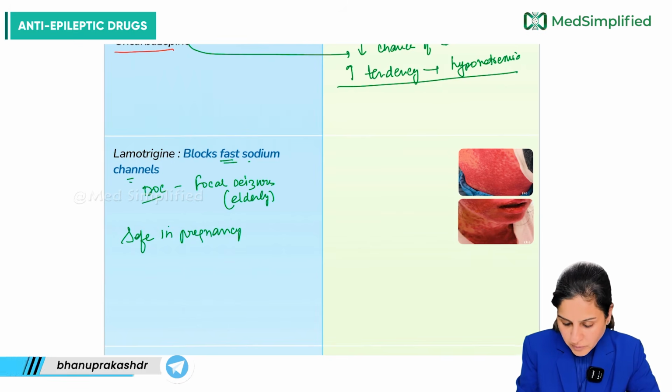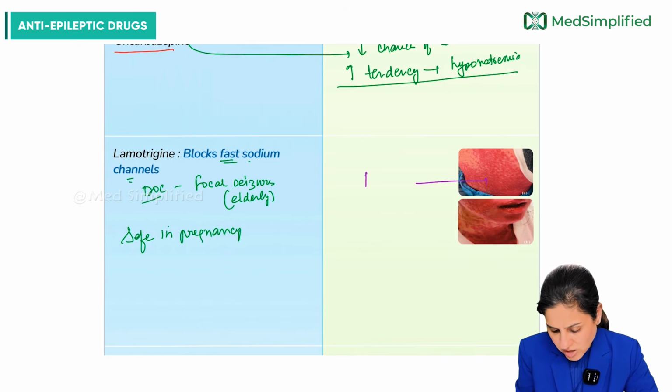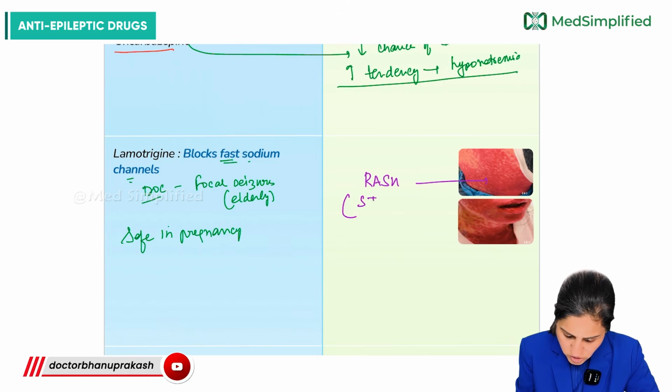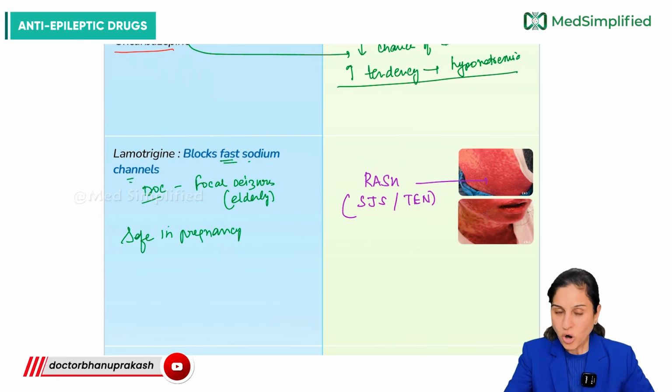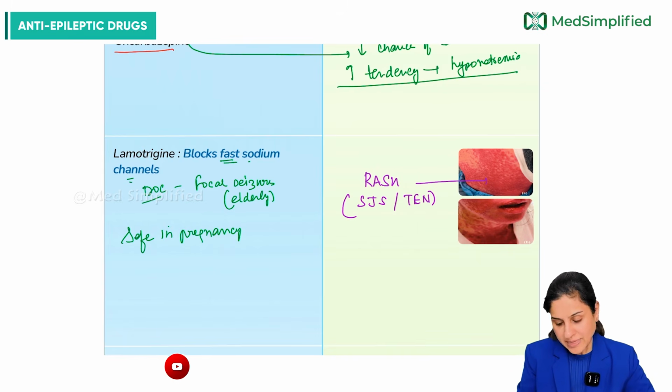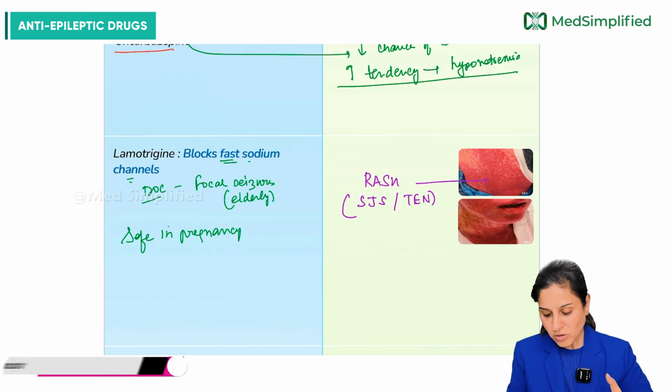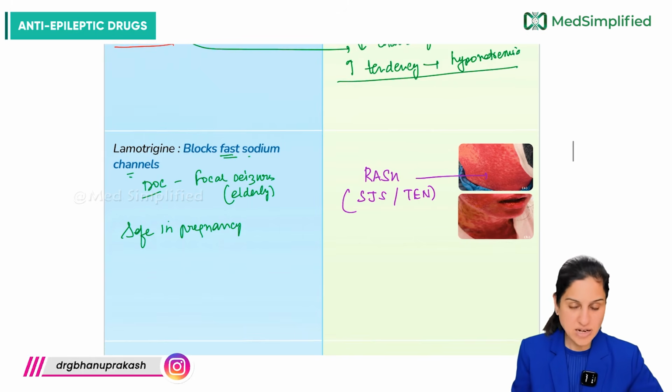The major side effect with this is the kind of rash it develops. So the rash can be mild and can increase in intensity to Stevens-Johnson syndrome or toxic epidermal necrolysis. So always start with a lower dose and then gradually escalate. Otherwise, if you give a high dose, the patient can land into a severe rash.